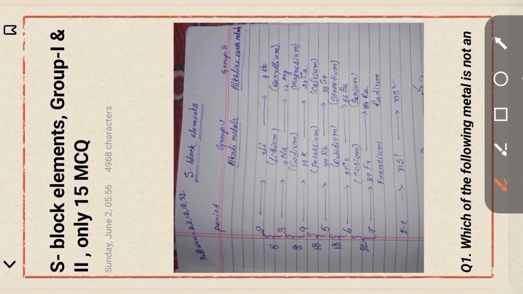My dear viewers, now we discuss S block elements, group 1 and group 2, that is alkali and alkaline earth metals. Now we discuss only the 15 MCQs with explanation. Group 1 alkali metals: lithium, sodium, potassium, rubidium, cesium, and francium.